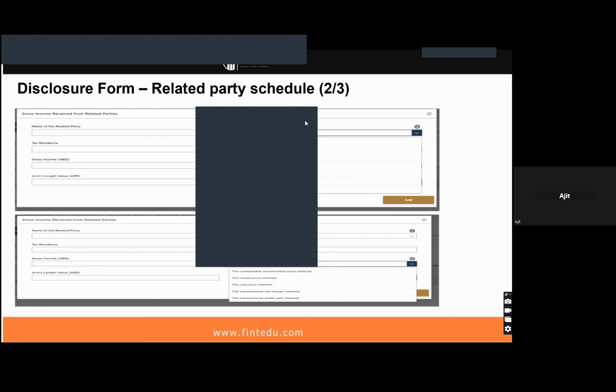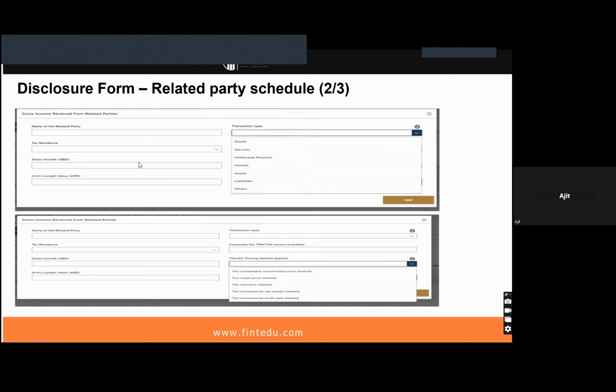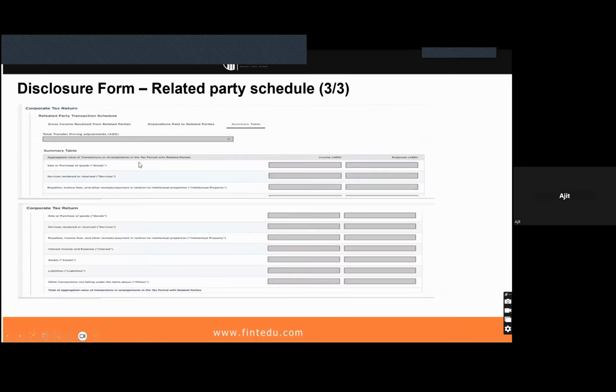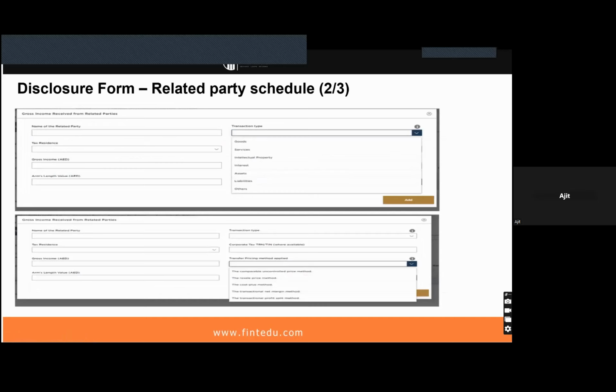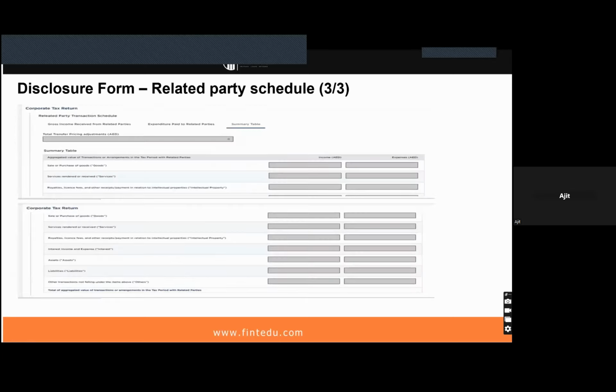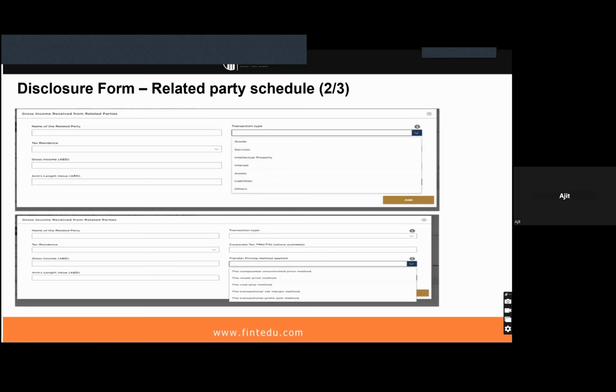Let's move on to the other part of the disclosure form. So the related party schedule we discussed. This is the overall related party section, where we have the transaction type, the methods we need to select, and the amount and the tax residence. And then there would be a summary of all the transactions and adjustments, also about income and expenditure.